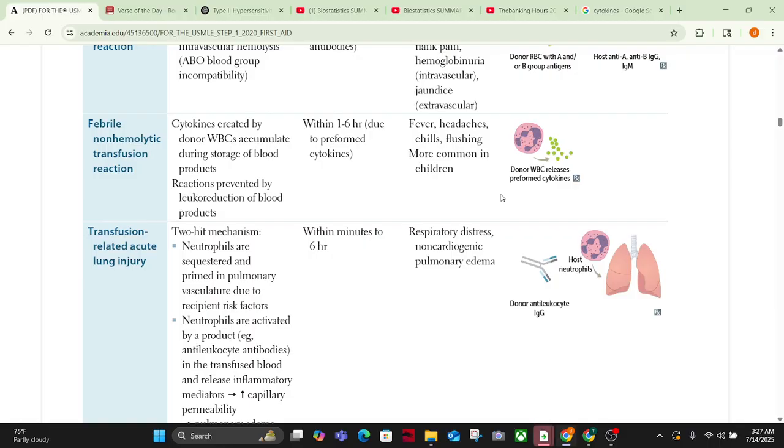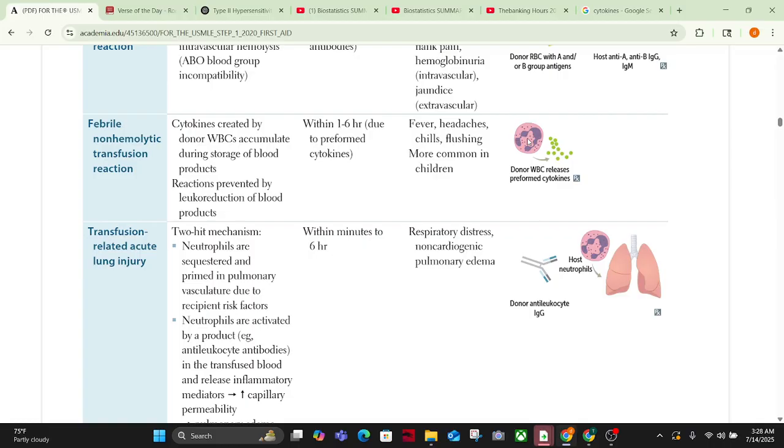So you see that WBC right here is from the donor who is donating the blood, and they release preformed cytokines due to being stored up in the blood bank. And this release of cytokines produces the fever, chills, and flushing.